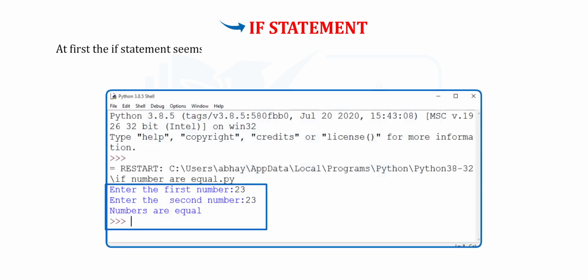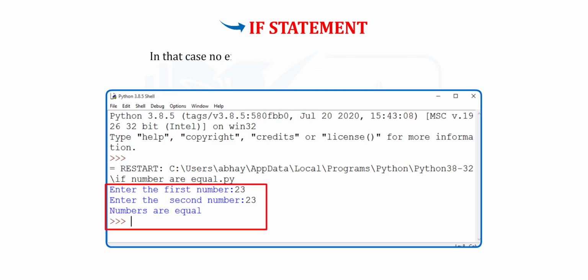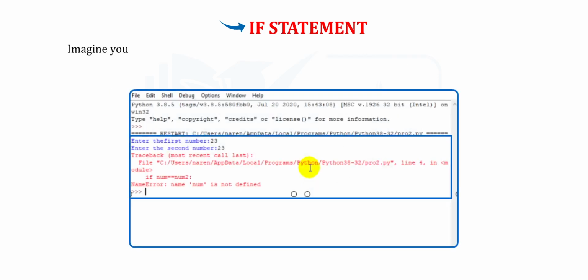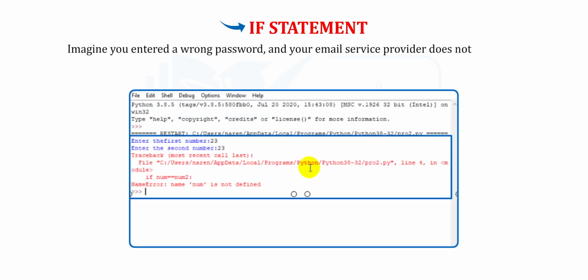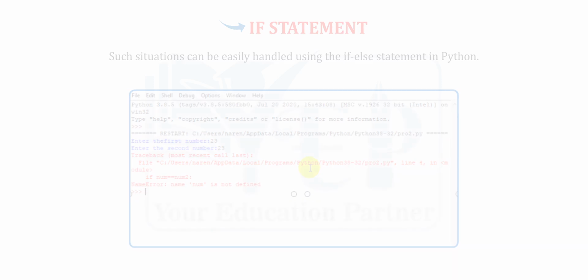At first, the if statement seems to be working perfectly. But what if the PIN number entered by the user is incorrect, or what if both the numbers entered by the user are not equal? In that case, no error message will be displayed to the user. Imagine you entered a wrong password, and your email service provider does not show any error message in return. This may lead to a lot of confusion. Such situations can be easily handled using the if-else statement in Python.